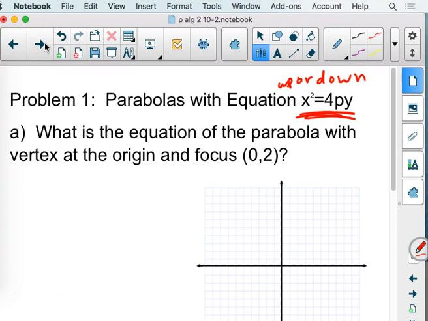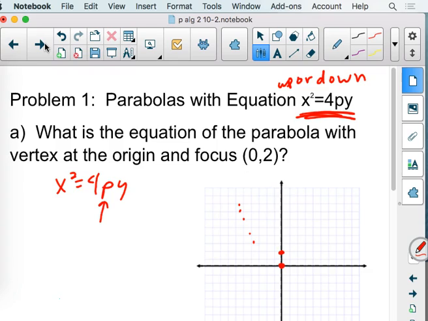And it wants to know what is the equation of the parabola with a vertex at the origin and a focus of 0, 2. Okay. Well, if x squared equals 4py, it looks like the only thing I have to figure out is, remember, x squared and y are supposed to stay there. They're part of the equation. So I just need to know how far is it from the vertex to the focus. Well, the vertex is at the origin, and the focus is at 0, 2.